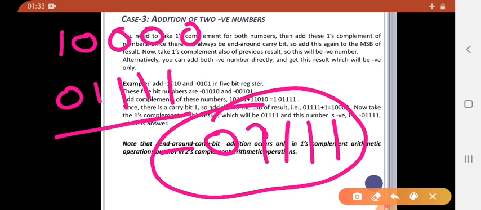To make it more clear, you just see the video one time, two times, three times, and do along with me what I am doing. You just do like that, you will get the understanding of how you will solve this type of problem.